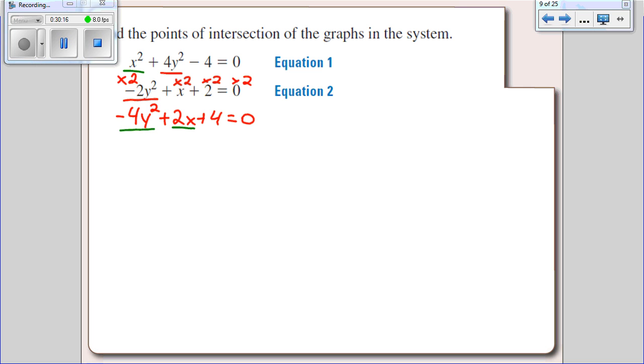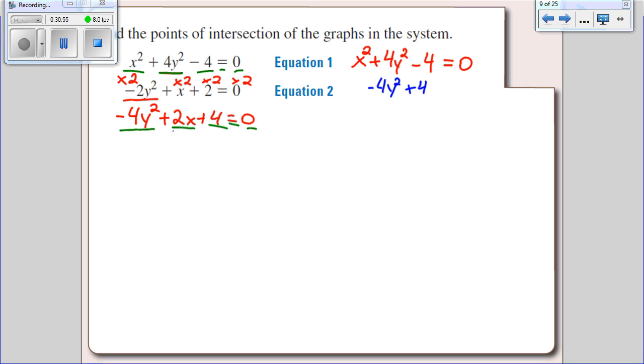Okay, we're going to set up the whole thing that you can solve on your own, but we're going to reorder this so that the y squares are in the same spot. My first equation was x squared plus 4y squared minus 4 equals 0. My second equation, I had no x squared, but I had minus 4y squared, and I had plus 4. But these two x's don't match up with anything, so I'm just going to have to put plus 2x off to the side, like that.